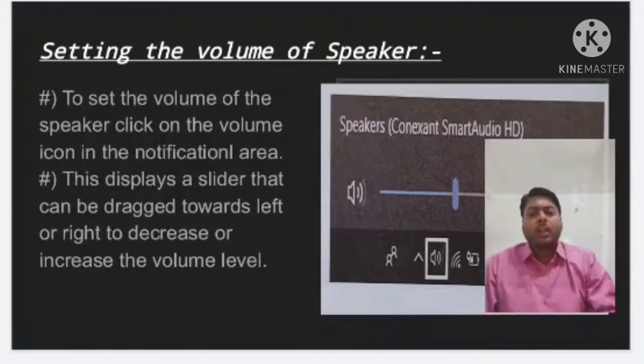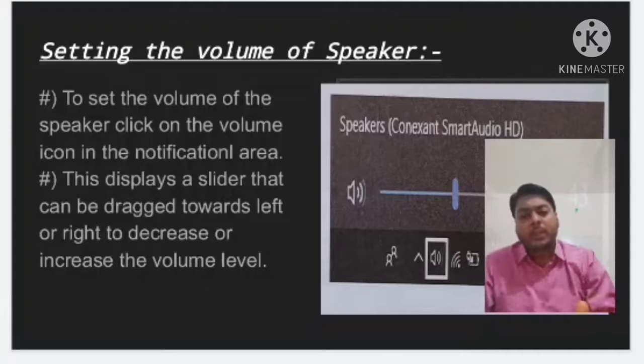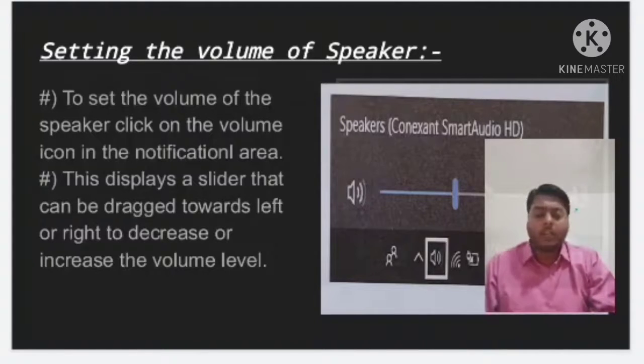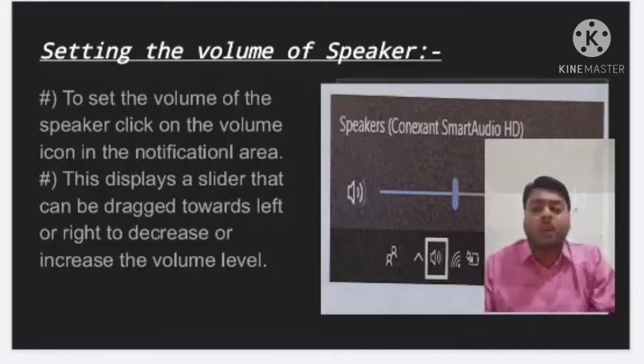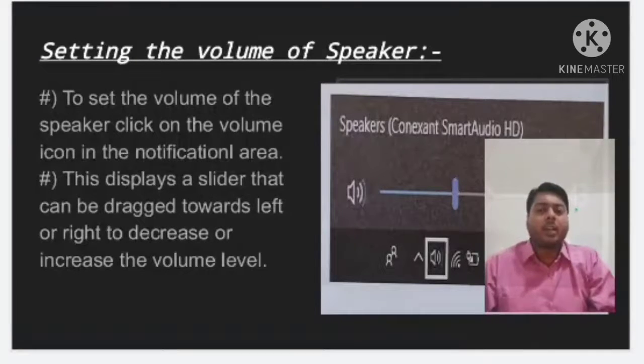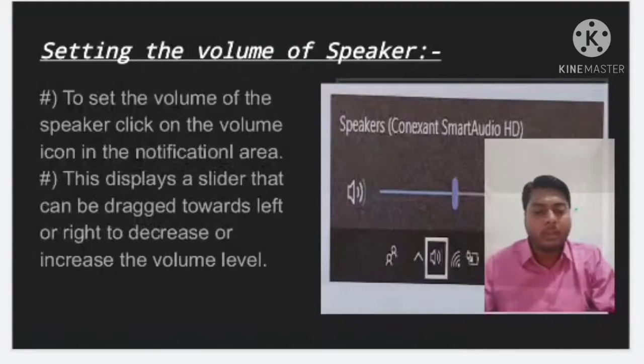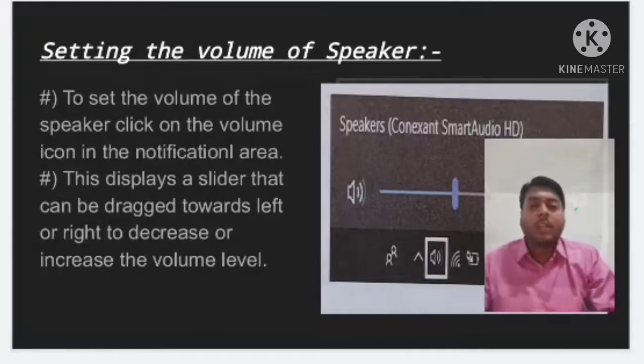After that, when you go to the left side of that speaker slider, the volume decreases. When it goes to the right side, the volume increases. So here are the steps. To set the volume of the speaker, click on the volume icon in the notification area. It is present on the right side of the taskbar, that means the notification area. Second option, this displays a slider that can be dragged towards left or right to decrease or increase the volume level. By the help of this, you can increase or decrease the volume.